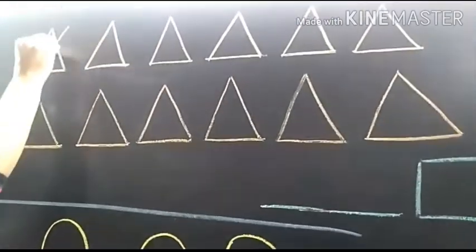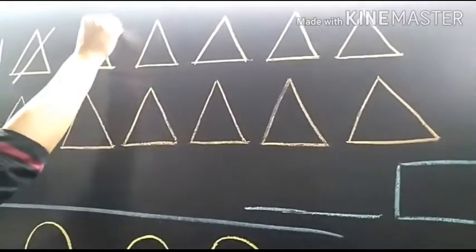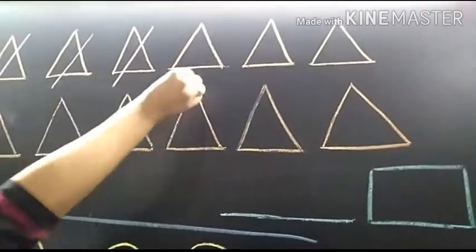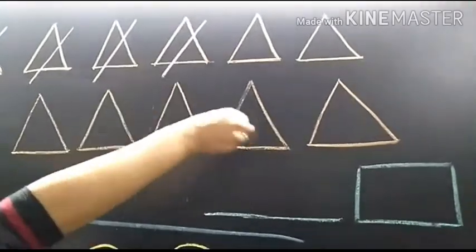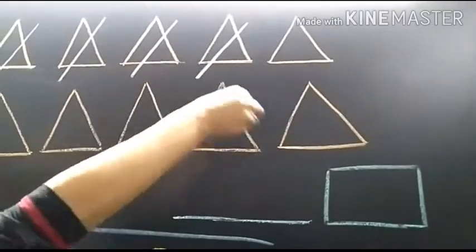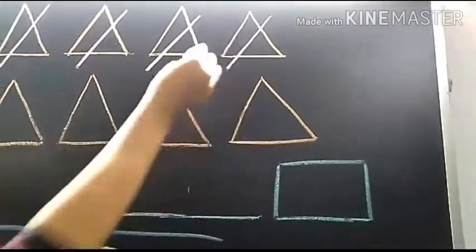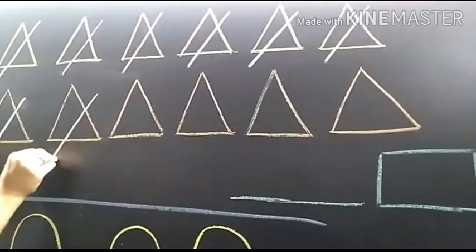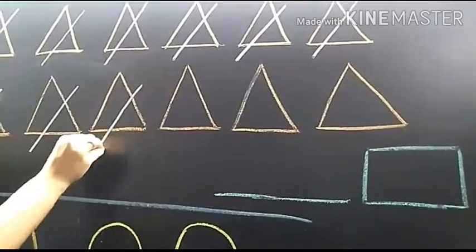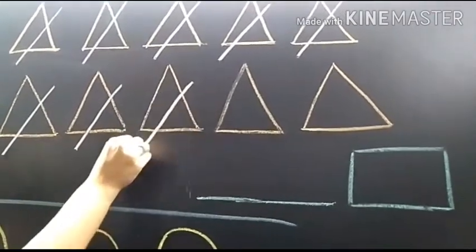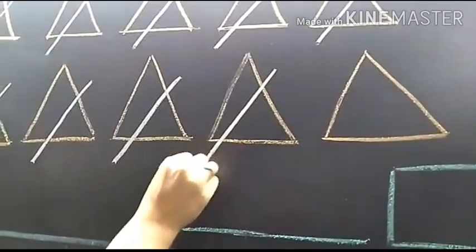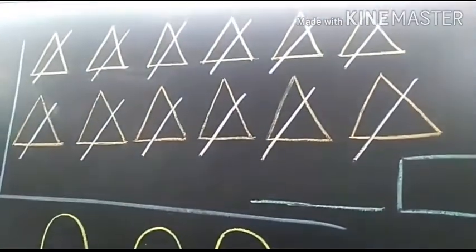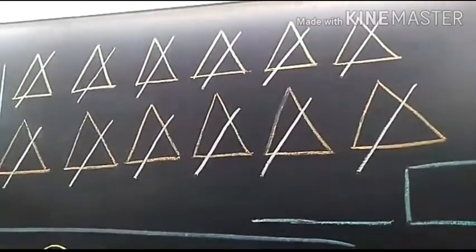1, 2, 3, 4, 5, 6, 7, 8, 9, 10, 11, 12. So how many triangles are there? Yes, there are 12 triangles.